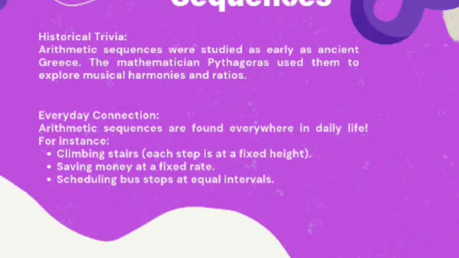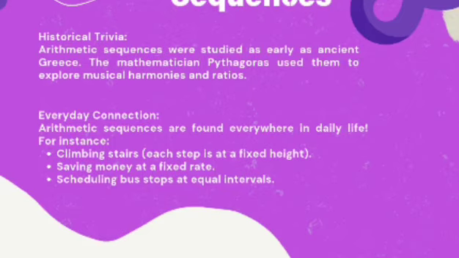Saving money. Imagine you save 20 pesos every day. On the first day, you have 20 pesos. By the second day, you'll have 40, and by the third day, 60. Here, the amount you save increases by a fixed rate of 20 pesos per day, creating an arithmetic sequence: 20, 40, 60, 80, and so on. Bus stops and scheduling. If a bus arrives at your stop every 10 minutes, the times of arrival form an arithmetic sequence, for example, 0, 10, 20, 30, 40, and so on, in minutes.